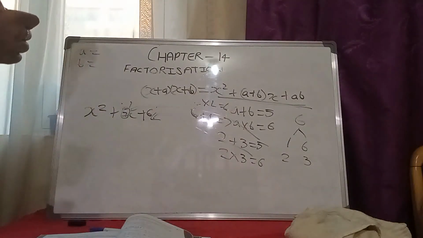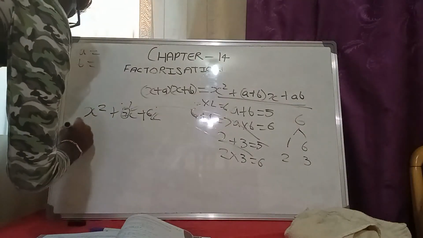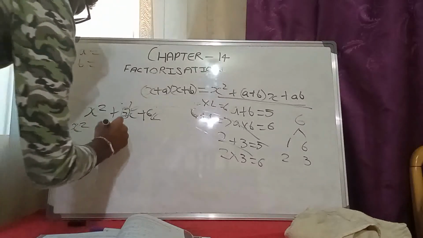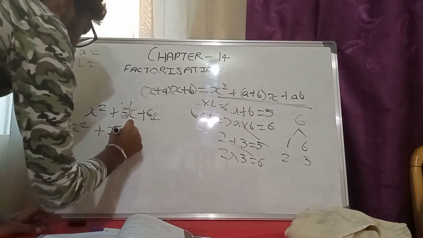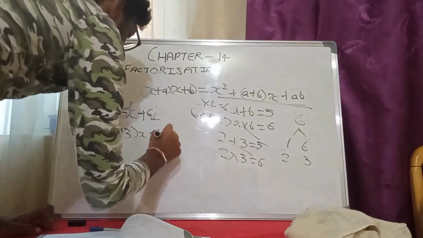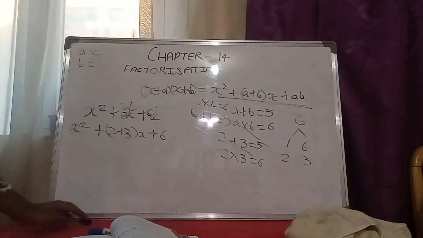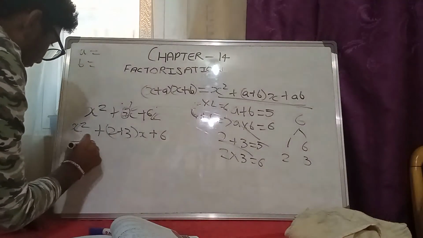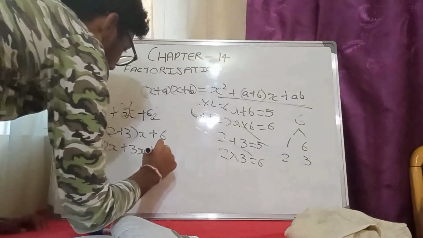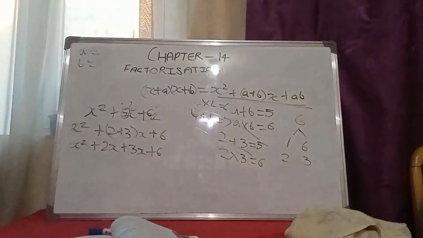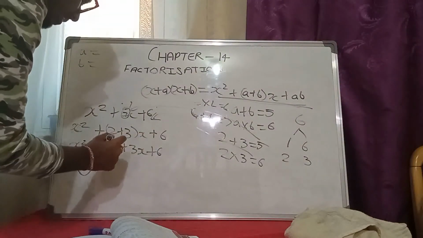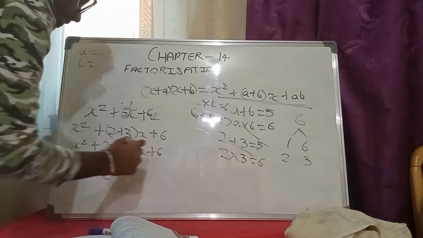Now if we found out 2 and 3, the question will be x square plus the factors 2 plus 3 into x plus 6. So now we'll be solving them. So this will become x square plus 2x plus 3x plus 6. Now we'll be doing the other method of factorization. We found out the factors. The factors here are 2 plus 3 and x. So when we multiply, it will be 2x plus 3x.